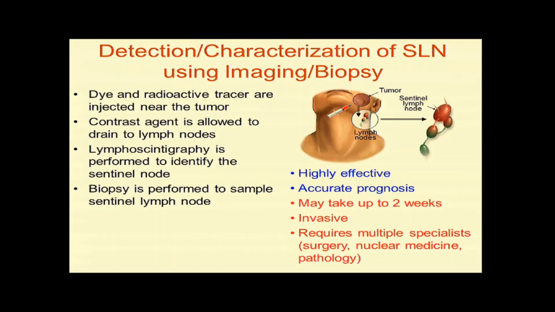What we normally do is inject a cocktail of optical dyes, just for visual inspection, and a radioactive tracer. That contrast agent, bullet number 2, will be drained to the lymphatic system. And third, you will perform nuclear medicine imaging to identify the sentinel lymph node. All you've done up to this step number 3 is detect where that lymph node is. In order to evaluate whether it has cancer cells or not, you will take a biopsy.